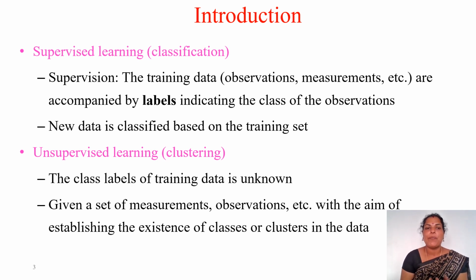That is supervised learning. Unsupervised learning means there is no supervision, that is, class labels are not available. The class labels of the training data are unknown, and given a set of measurements, observations, etc., the aim is to establish the existence of classes or clusters in the data. Generally, unsupervised learning techniques are clustering. The output class label is not known for the given training data. While discussing clustering, it will become clear how we cluster the data if the class labels are not known, and what methodology we are going to apply, which we will discuss in detail.